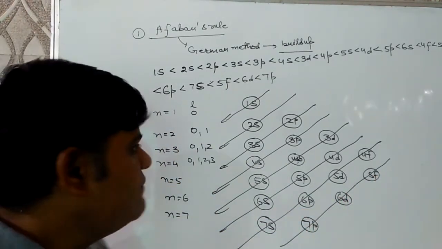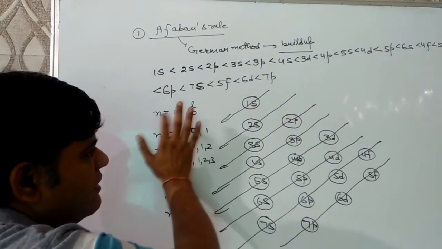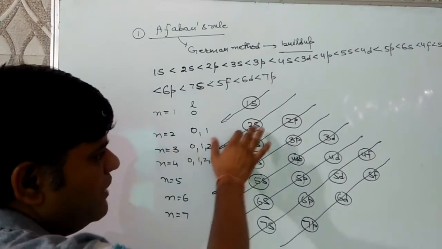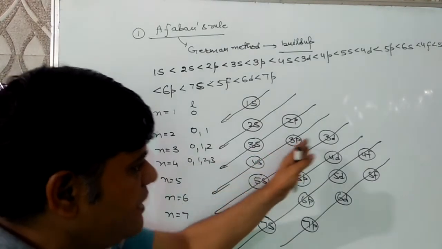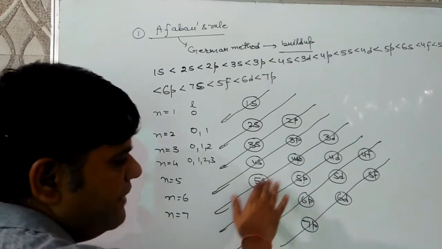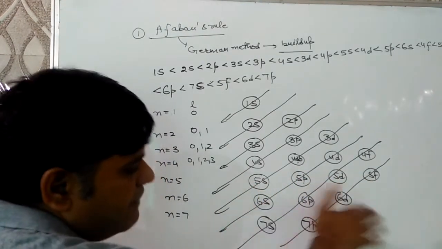I am repeating. First of all, you have to make a diagram like this. For principal quantum number 1, only one orbital, you have to write 1s. Then when n is 2, we have to write 2s and 2p. When n is 3, we have to write 3s, 3p, 3d. Then 4s, 4p, 4d, and 4f. Then 5s, 5p, 5d, 5f. Like that way we can write.